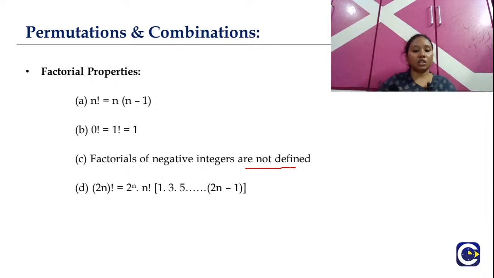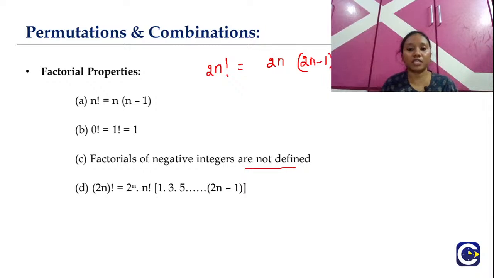Here we have the other one, that is 2n factorial. How can we write and expand this 2n factorial? 2n factorial will be equal to 2n, 2n minus 1, 2n minus 2, 2n minus 3 and so on. We can express it, right?